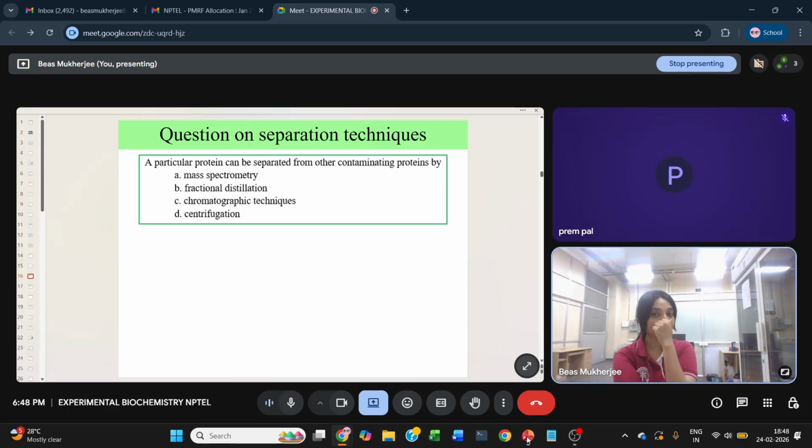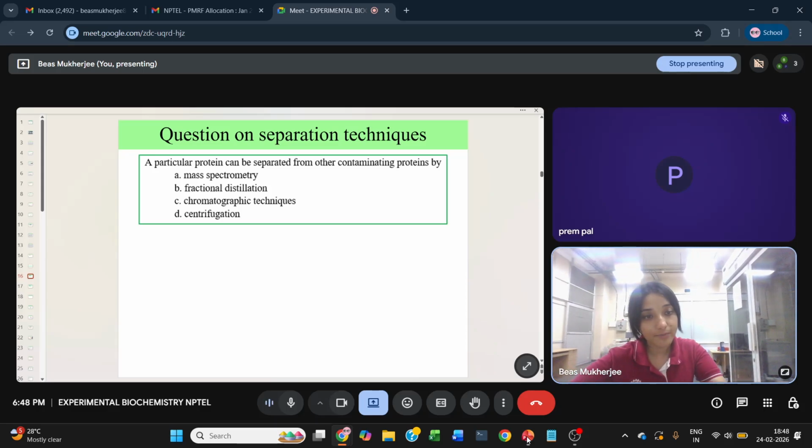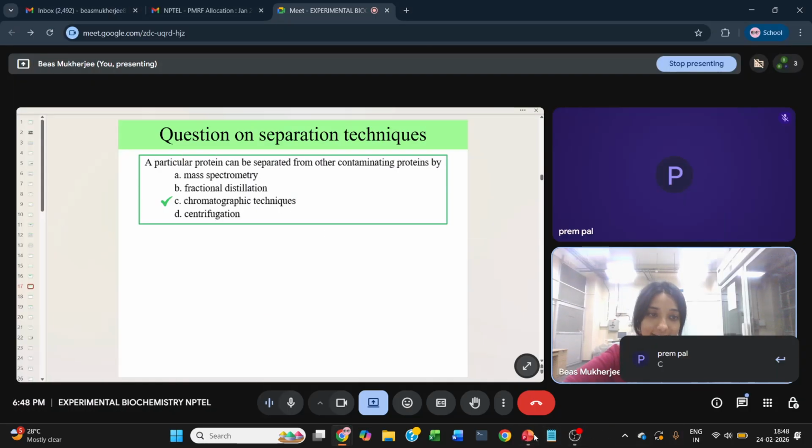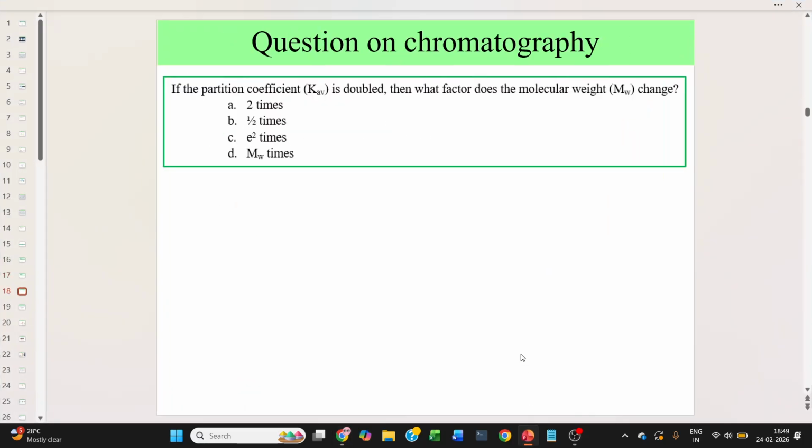Okay, so a particular protein can be separated from other contaminating proteins by which of the following methods? So we have mass spectrometry, we have fractional distillation, we have... okay, C. Great. Let's look at the right answer. Yes, fantastic. It is C. Okay, the right answer is C.